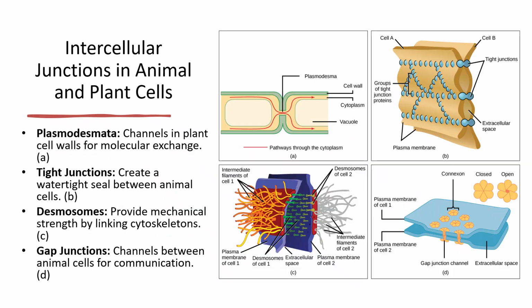Cells communicate and stay connected through specialized junctions. In animals, tight junctions seal cells together. Desmosomes provide mechanical stability, and gap junctions allow signals and small molecules to pass between cells. In plants, plasmodesmata form channels between cell walls for material exchange.